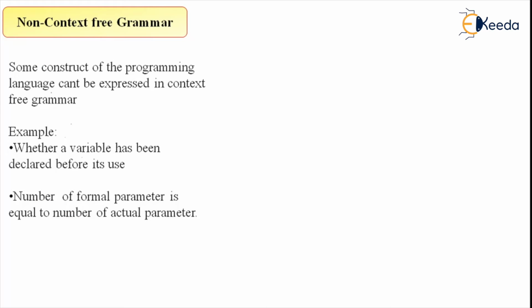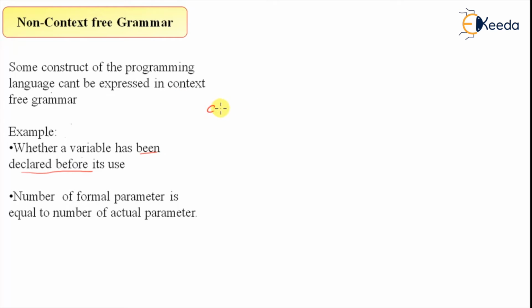by context-free grammar. Context-free grammar is not powerful enough to express the entire construct of the C language. There are a few things that context-free grammar cannot do. One of the C constructs is the requirement of whether a variable has been declared before its use. This is not possible using context-free grammar.